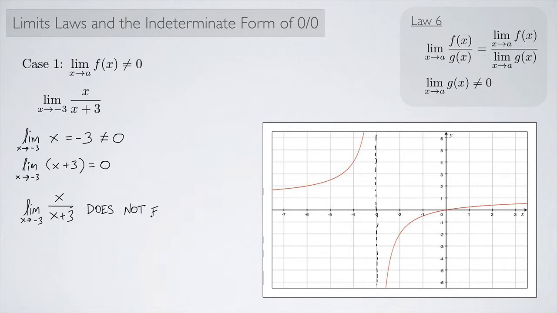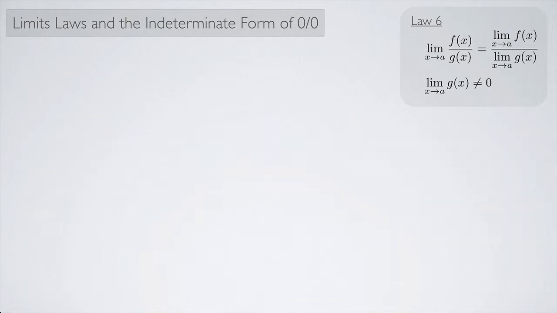Later on we'll talk a little bit more about what happens when you have functions like this with asymptotes and how things don't exist. But for now, when we have this kind of situation, we'll just say that this limit does not exist. Now what about case 2? Case 2 is when the limit as x approaches a of f of x does equal 0.